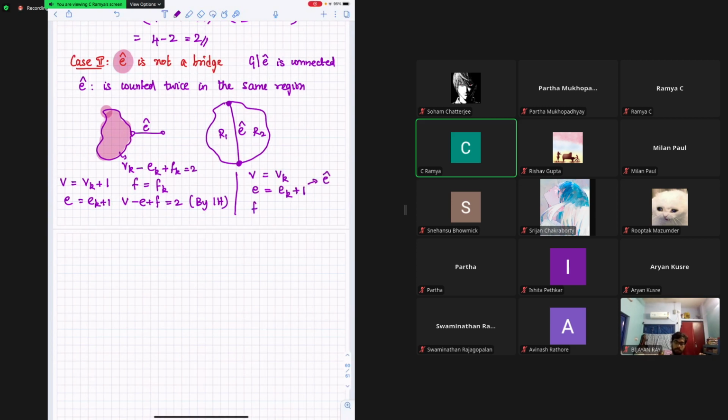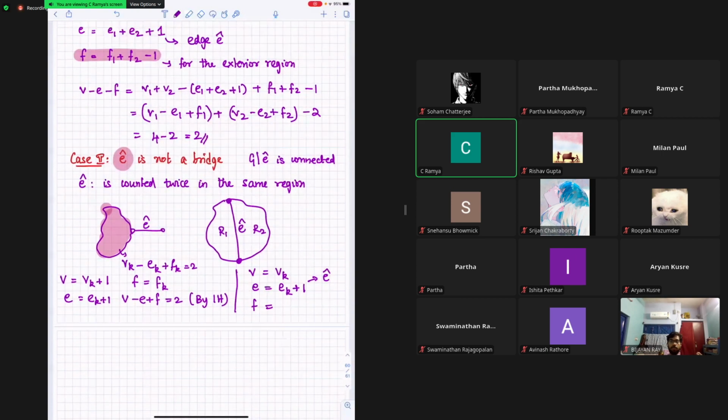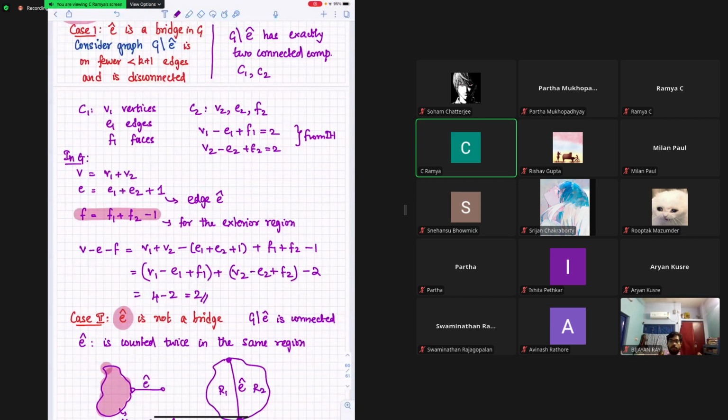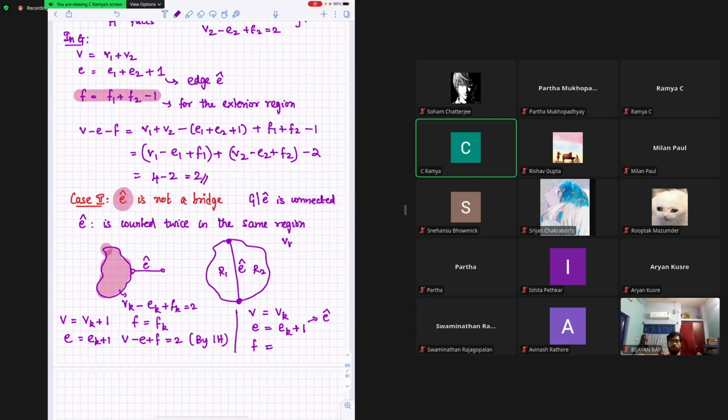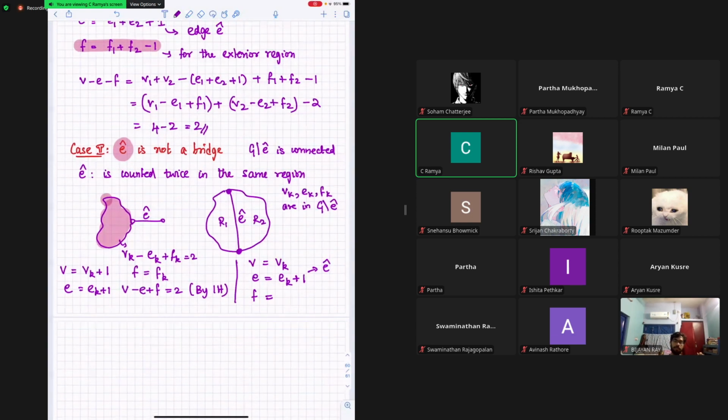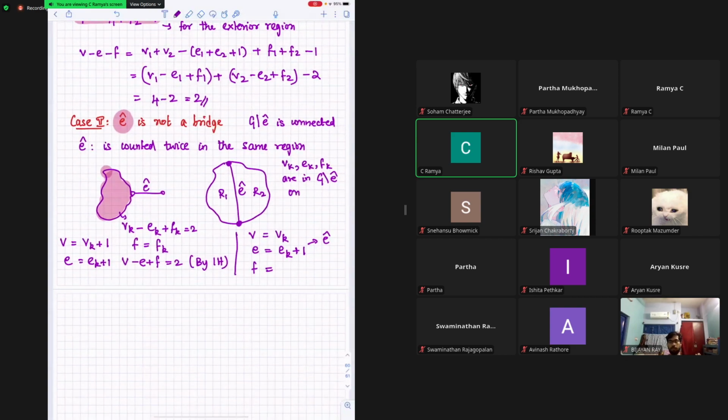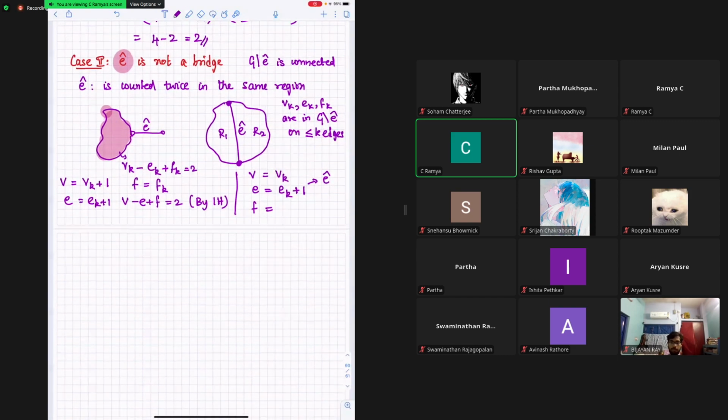What can you say about the number of faces in this entire graph in terms of the number of faces of the graph that you get after removing E tilde? Just to make the notes clear, V_k, E_k, F_k are the number of vertices, edges, and faces in the graph G minus E tilde, which has less than or equal to k edges. So what can you say about the number of faces?